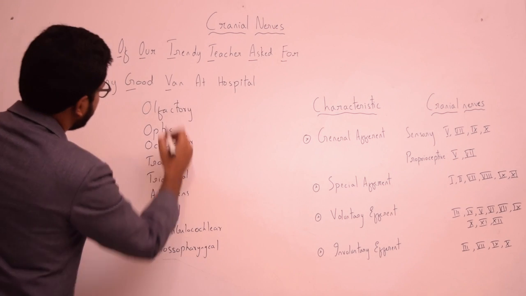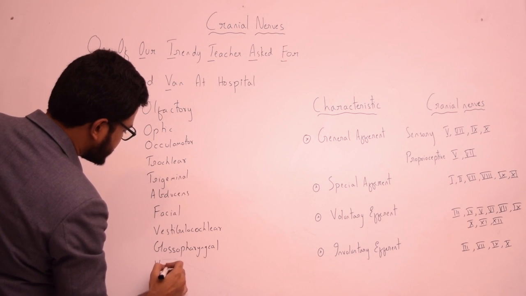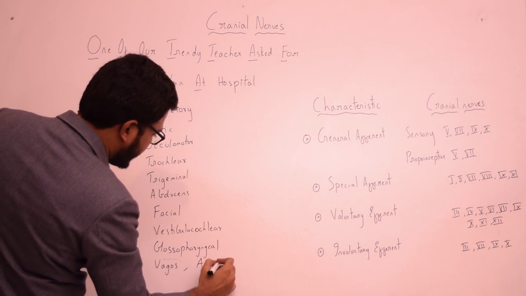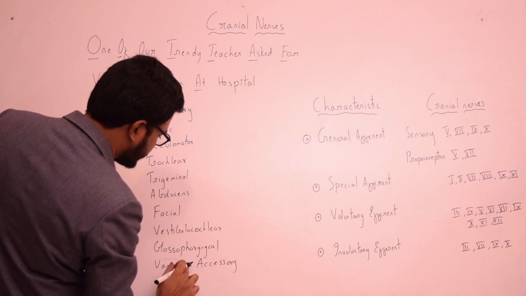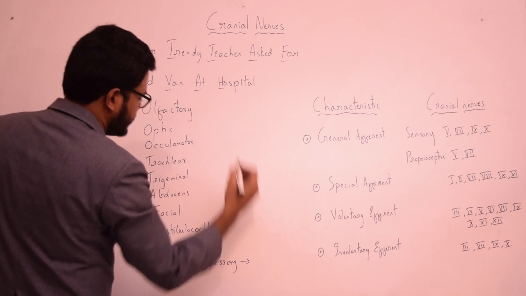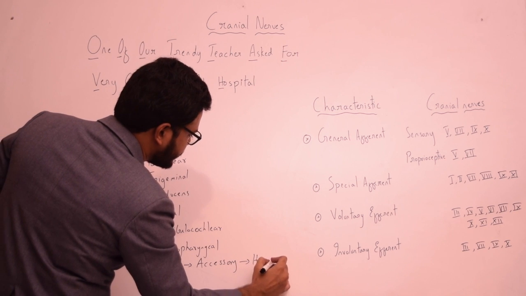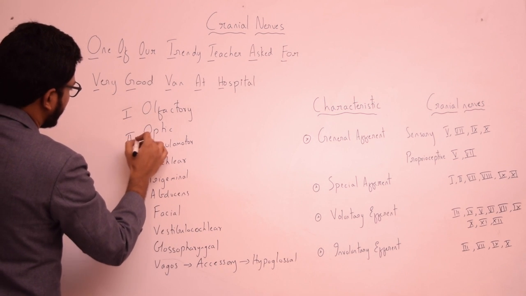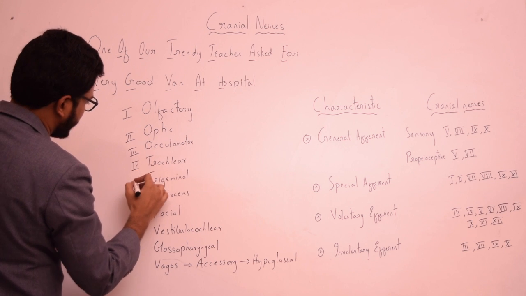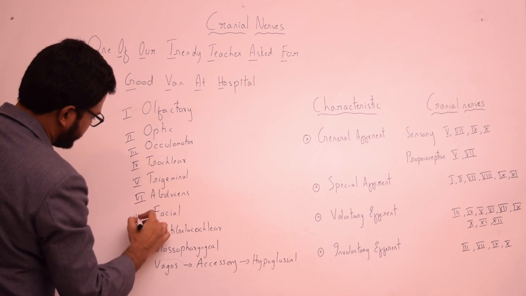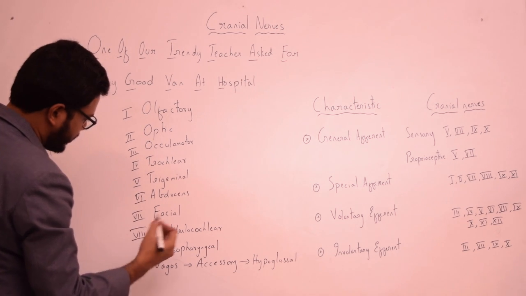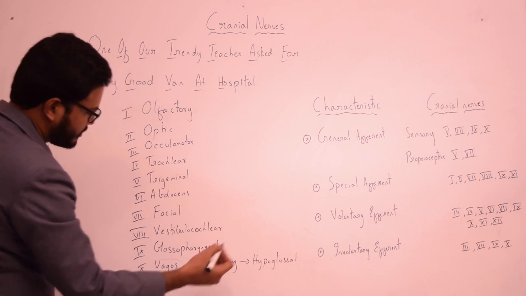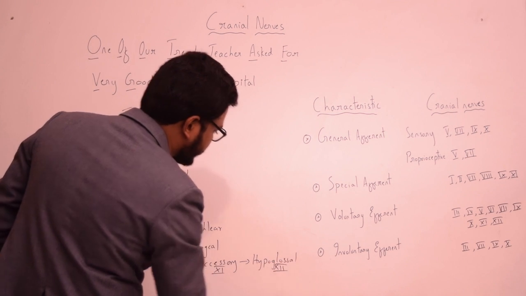V stands for VA, van, right? So VA stands for vagus. A stands for accessory nerve. So let me just write down here, accessory nerve. And finally, H stands for hypoglossal nerve, right? So olfactory, first cranial nerve, followed by optic, oculomotor, trochlear, trigeminal, abducens, facial, vestibulocochlear or auditory, glossopharyngeal, vagus, spinal accessory, and then we have hypoglossal or 12th cranial nerve, right?